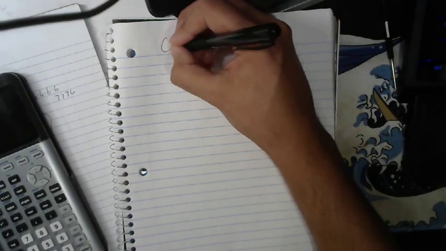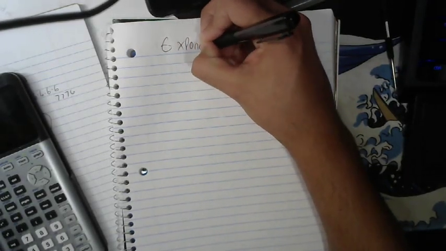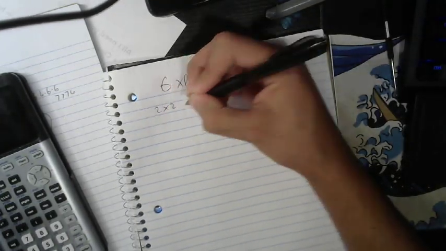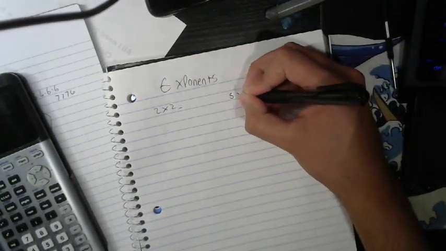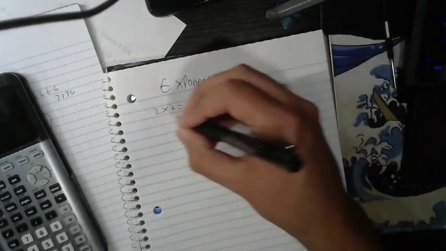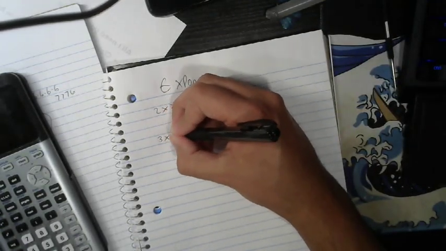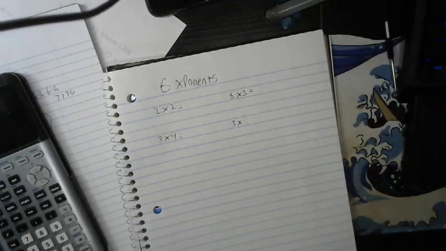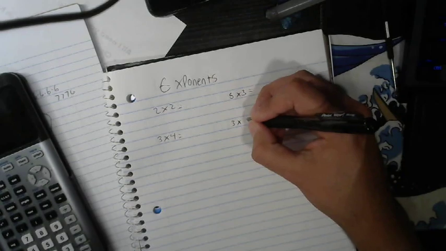Okay, so today we're going to be talking about exponents. Before we go over exponents, let's go over some basic math. Let's do 2 times 2, 5 times 3, 3 times 4, and I don't know, 3 times, let's see, 1, 2, 3. Let's do 7.